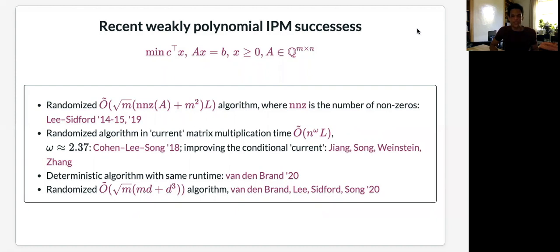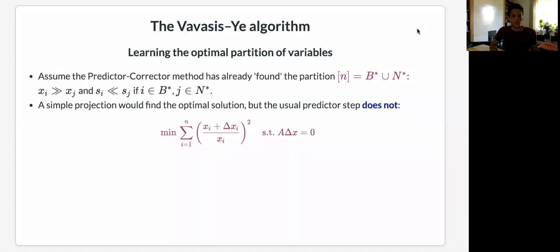So this rounding step works if you use the bit complexity of the problem, but Vavasis and Ye are not doing that. What they do instead is they say, okay, let us partition the variables into two sets. The first set is the set with primal variables with large value, and the second set, which is N star, is going to be the set with dual high variables. And why are we doing that?